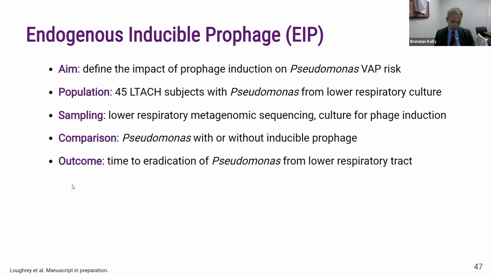We actually wanted to try a different strategy. So we noticed that when we first did our study of Pseudomonas persistence, in our metagenomic data, we found a signal that those subjects who did not have recurrent infections had higher read counts for certain Pseudomonas bacteriophage. And so we wanted to better characterize the endogenous bacteriophage population in the lungs, already living in the lungs of subjects with Pseudomonas lower respiratory tract infection.